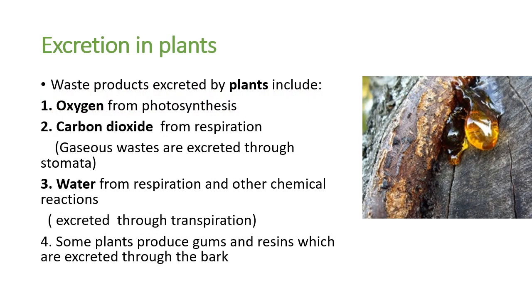Excretion in plants. Waste products excreted by plants include oxygen from photosynthesis and carbon dioxide from respiration. Both of these are gaseous wastes that are excreted through stomata. The next excretory product from plants is water, which is coming from respiration and some other chemical reactions. Water is excreted through transpiration. Apart from these three excretory products, some plants produce gums and resins which are excreted through the bark.